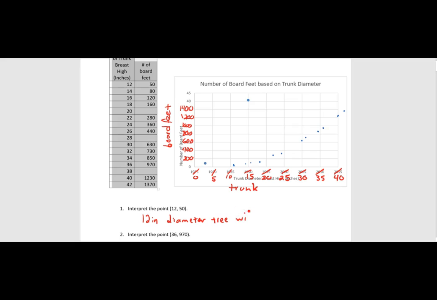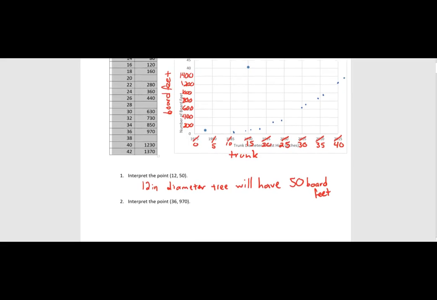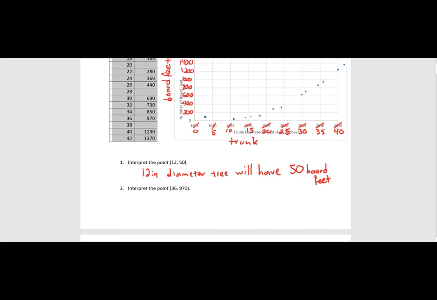and then we'll have, what's the 50 representing? Yeah, 50 board feet. Right below that, it says interpret the point (36, 970). A similar interpretation, we'd have a 36-inch diameter, it's a whole yard. We'll have, yes, 970 board feet.